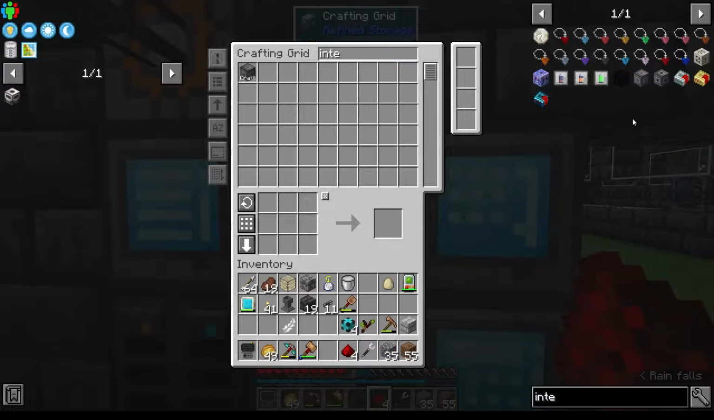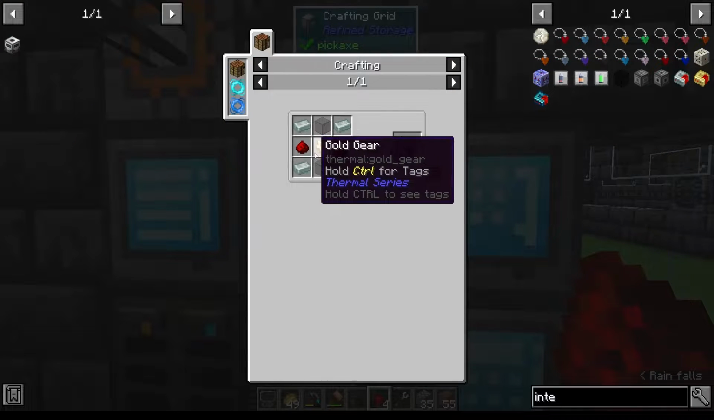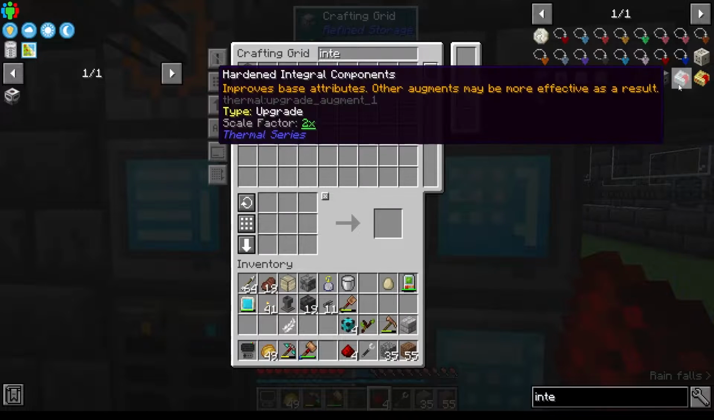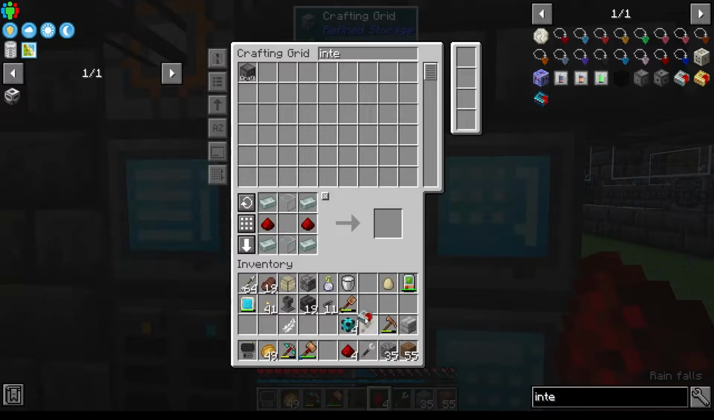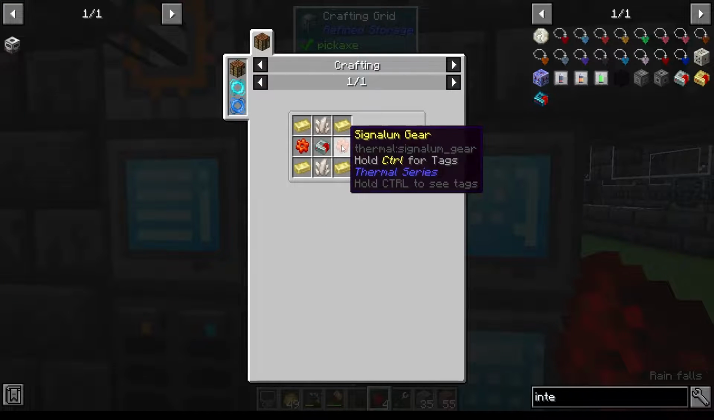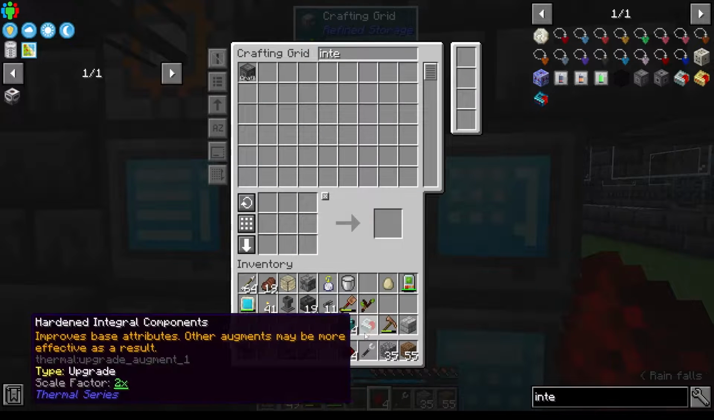So, could we get an integral components? This requires some Invar and a gold gear. That's not too bad. Okay. What about reinforced? That requires signalum. We're going to leave that alone for now.